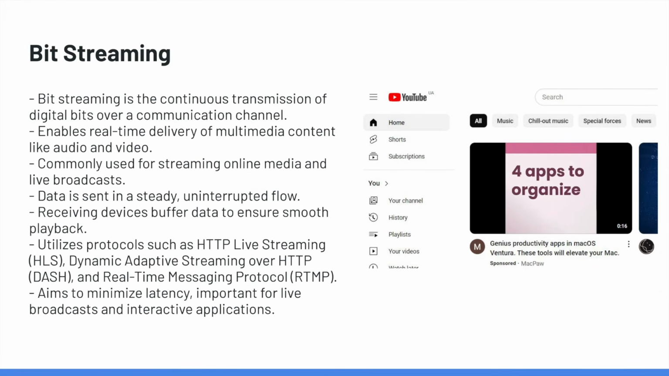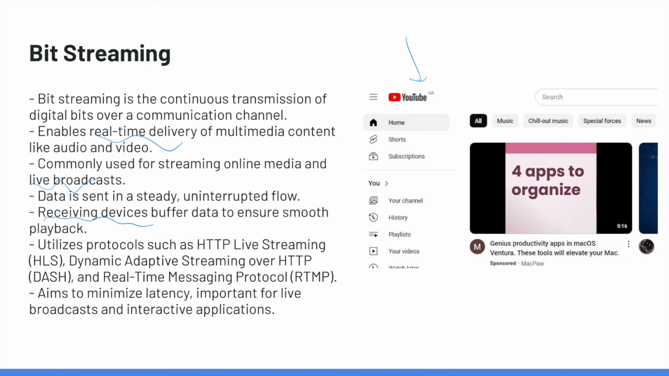Now, the last concept we're going to cover in this section is bit streaming. Bit streaming is basically the idea of streaming data over the internet. YouTube is a great example of it, when we stream video from YouTube servers, or even when someone is streaming in real time from their own phone. Basically, bit streaming allows the real-time delivery of multimedia content. It's used for streaming online media or live broadcasts. The idea is we want a steady, uninterrupted flow, because you don't want to watch a video that just keeps buffering or stopping. And we receive data on devices.